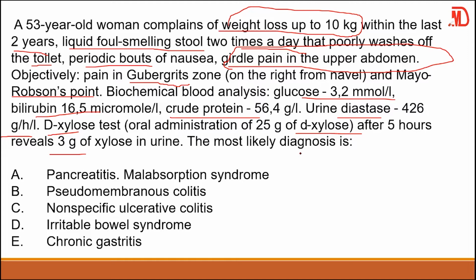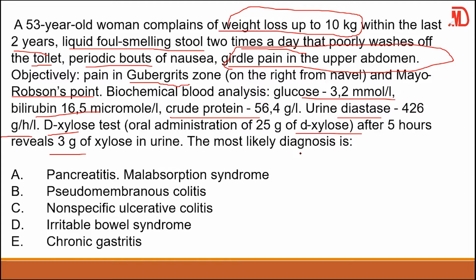So definitely, by what I've just explained, anytime we are having Mayo-Robson points being positive, definitely we are looking at a problem with the pancreas. And again, the urine diastase is useful in diagnosing uncertain abdominal cases, like when pancreatitis is suspected. And usually it comes from a case of chronic pancreatitis.